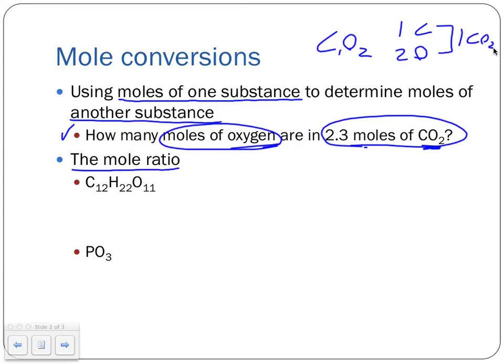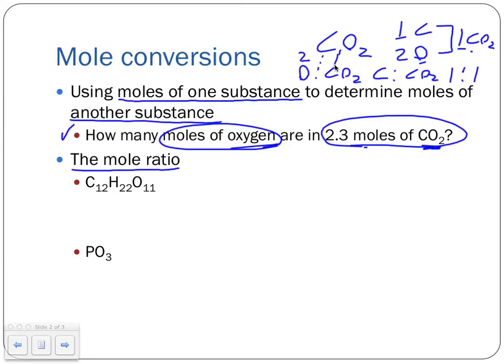Now that's a ratio, because if we wanted to find the ratio of carbon to CO2, that would be 1 carbon to 1 CO2. It's a 1-to-1 ratio between those two from an atom perspective or a mole perspective. The same thing if we wanted to find the ratio of oxygen to CO2. We'd say that there are 2 oxygens for every 1 carbon dioxide molecule. So our oxygen to CO2 ratio would be a 2-to-1 ratio.